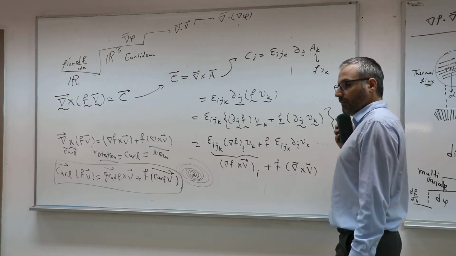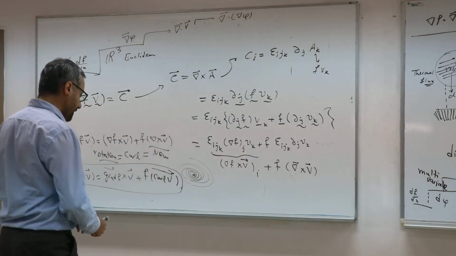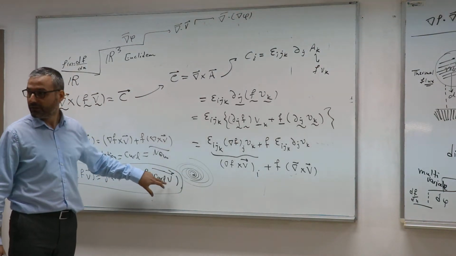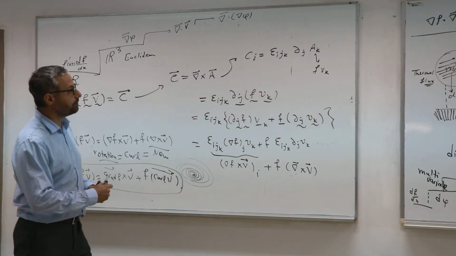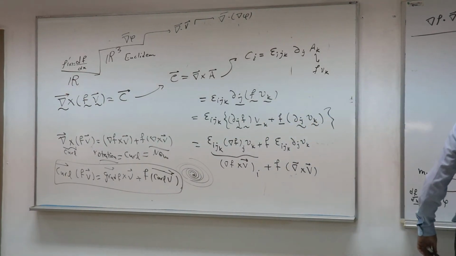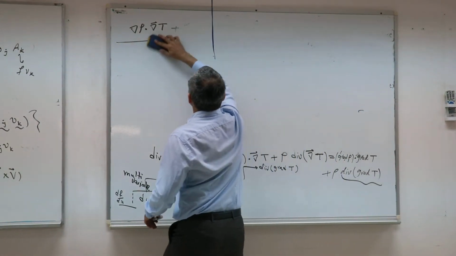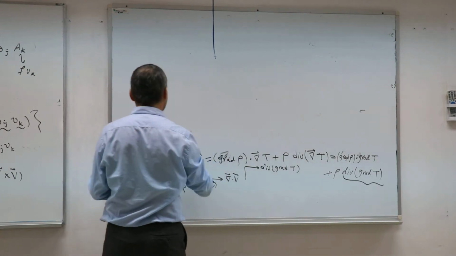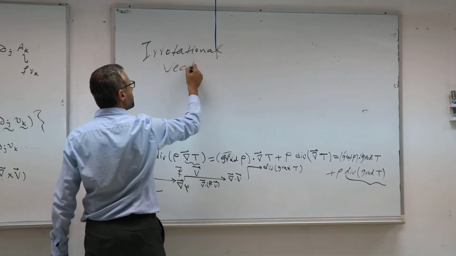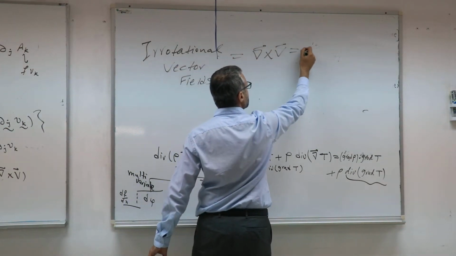So you remember what I told you about the source-free vectors, the vector with divergence of v equal to 0. We have irrotational or curl-free fluids. You can have the fluids which we call irrotational fluid. So that's the end of today. I just want to give you the title of that. So irrotational fluid vector fields are the vectors for which curl v is 0.